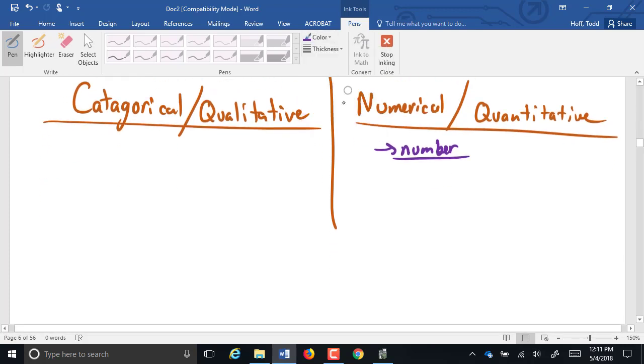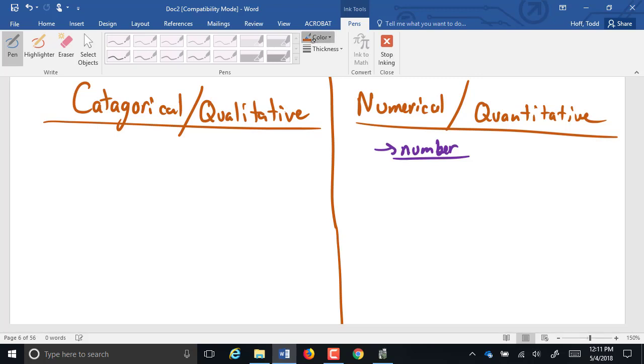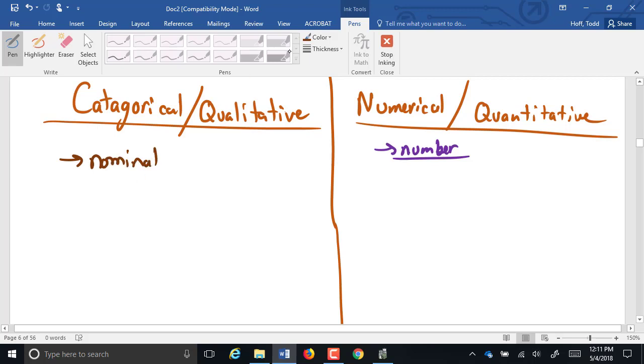Well, within each of these, there are subcategories. In the categorical, there's something called nominal. Nominal literally means just by name. That might be color would be nominal. Any yes or no question is categorical or qualitative. That would be nominal. Your answer is just a name only.